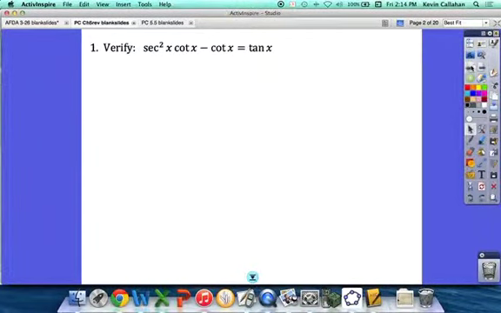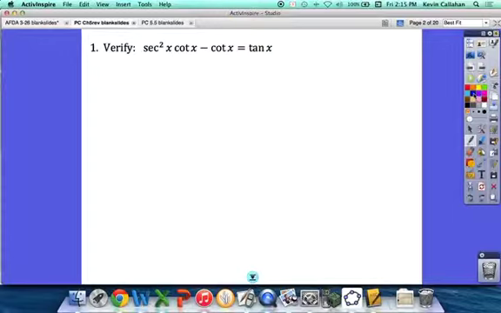Okay, number one. A few people got this right, and for the most part, not the way you were probably expected to attack it, but there are different ways you can go about this.